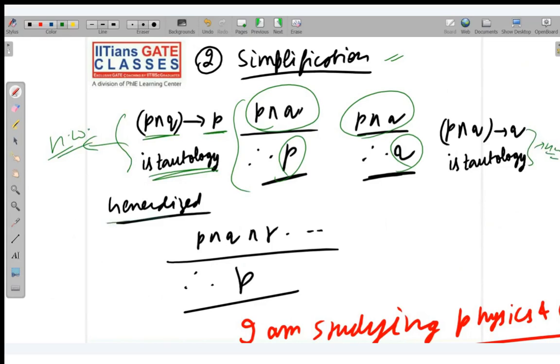So the generalized case will be P and Q and R and so on. You will say P is true, Q is true, R is true, all are true. So obviously P is true. You will say like this.